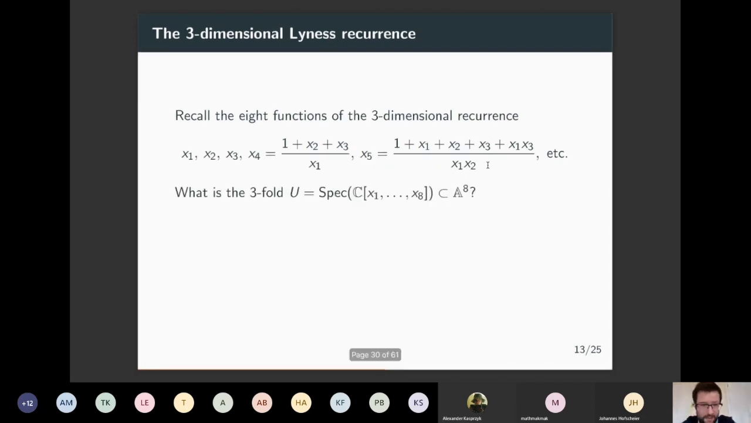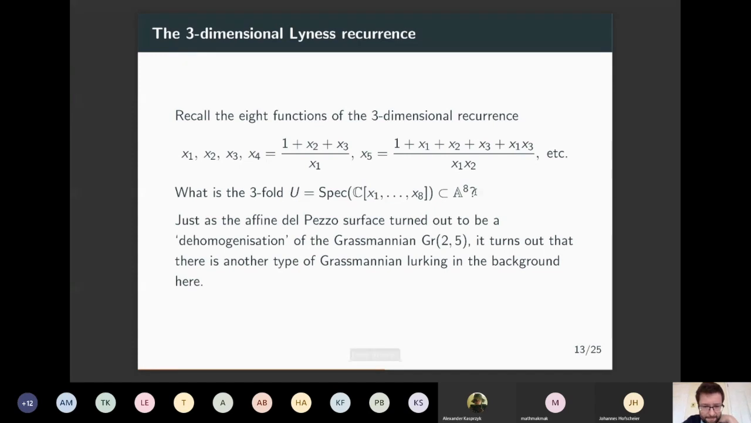So the question is now, what is the threefold that's defined by these 8 functions? If I had to take the ring x1 up to x8 and then quotient out by all of the ideal of relations that hold between these 8 things, then what threefold do I get, and does it have the same interesting properties that it had in dimension 2? And the answer to all of those questions is yes. So let me start by explaining how this is related to a homogeneous variety.